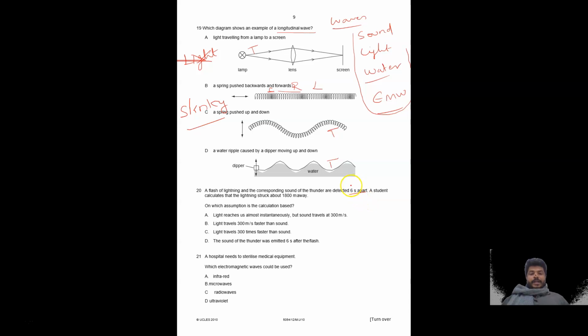Here, 6 seconds apart, a person hears the thunder sound after 6 seconds. A student calculates the lightning struck about 1800 meters away. On which assumption is the calculation based? This assumption is a very important question for the theory. The assumption is light reaches us almost instantaneously, but sound travels 300 meters per second.